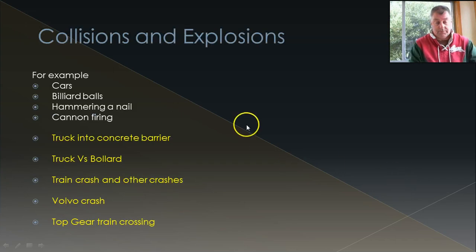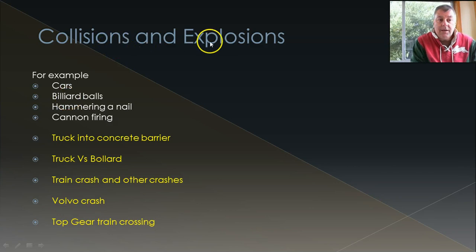Now, some examples. Some examples of collisions and explosions, to put it into context before we move on to collisions, is cars. Cars can explode and collide. Billiard balls. If you've ever played pool or billiards or snooker, it's all about collisions and explosions. What do you mean by explosions? Well, when you fire into the rack of pool balls, that's like an explosion. Hammering in a nail is momentum, is a collision. Cannon firing is an explosion.